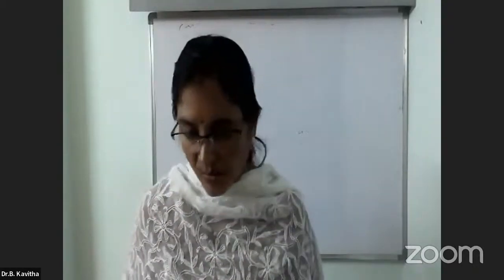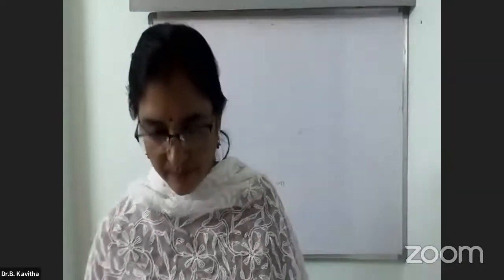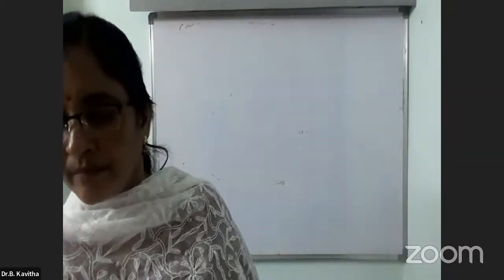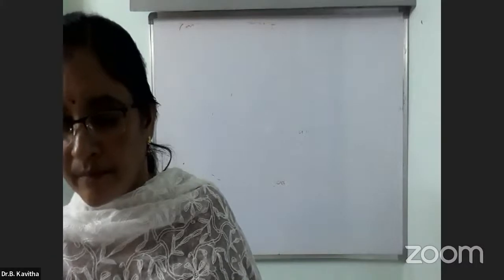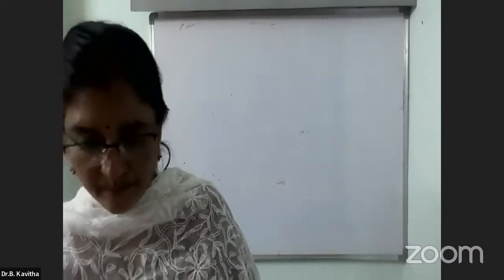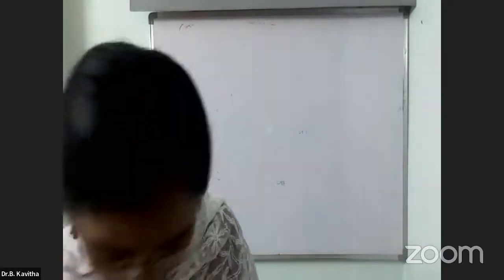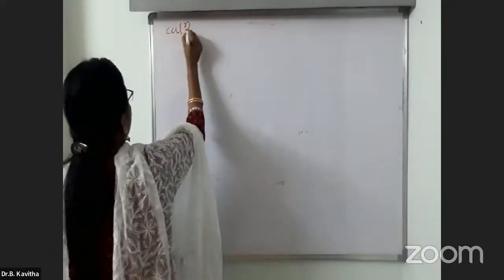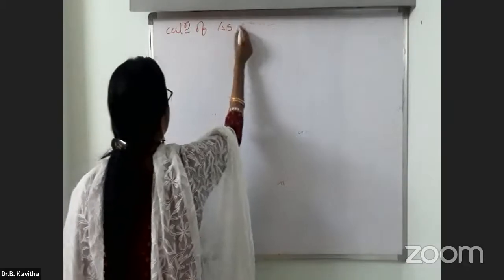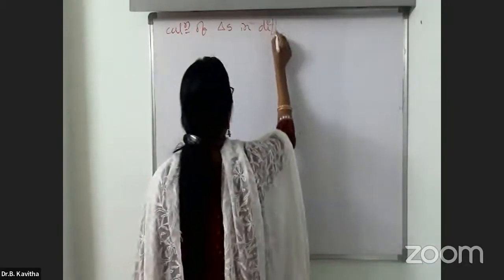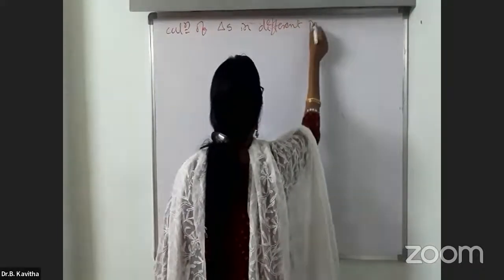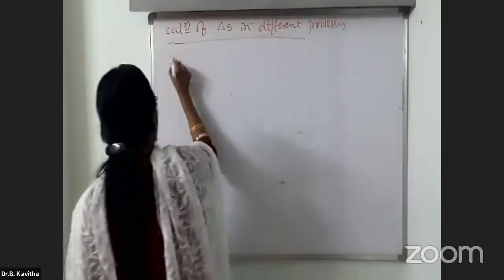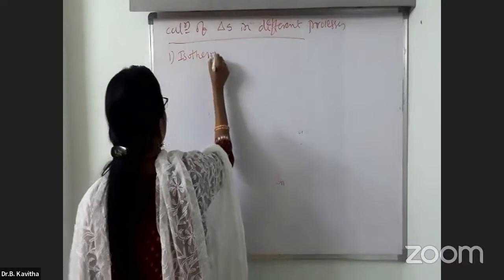Right. Now what we will do, so first we will calculate the entropy in different processes. The first one is calculation of delta S in different processes. The first one is isothermal process.